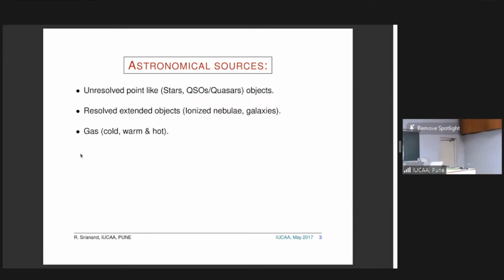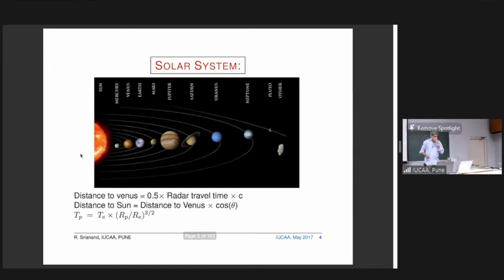So the gas can be cold, warm, and hot. Gas means, in general, any kind of matter: ionized plasma, neutral gas, neutral molecular gas, whatever it is. Okay? So let me start with how you do basic distance measurement.